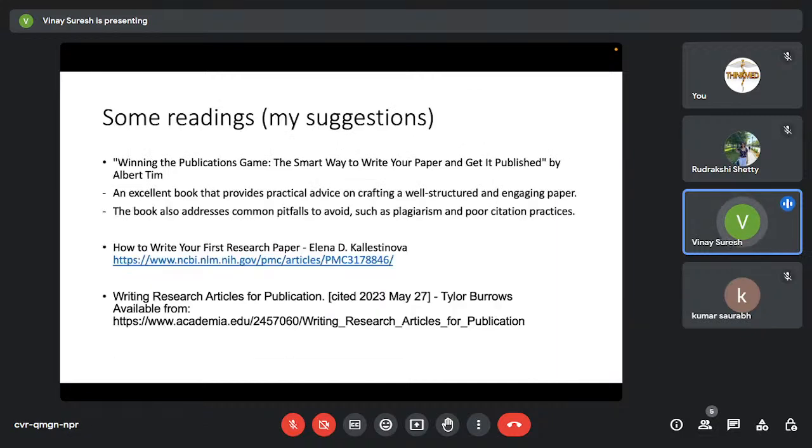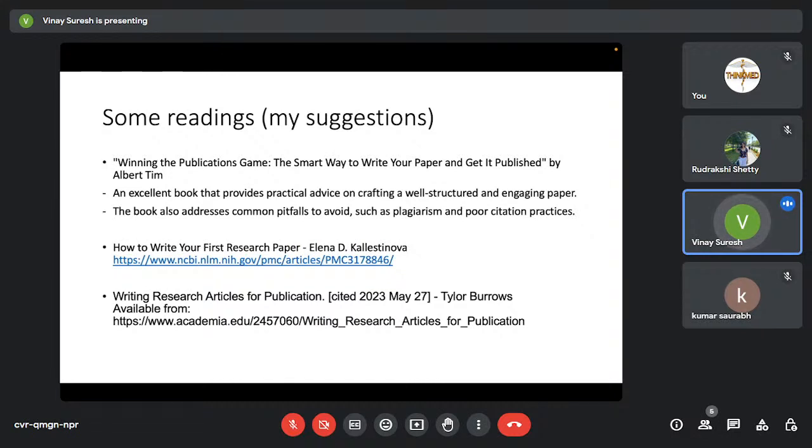And these are some other readings which I would suggest you read. There's this book by Albert Tim, Winning the Publications Game: The Smart Way to Write Your Paper and Get It Published. It's an excellent book. It provides practical advice on how to craft a well-structured paper, and also certain common pitfalls to avoid, such as plagiarism and poor citation practices.